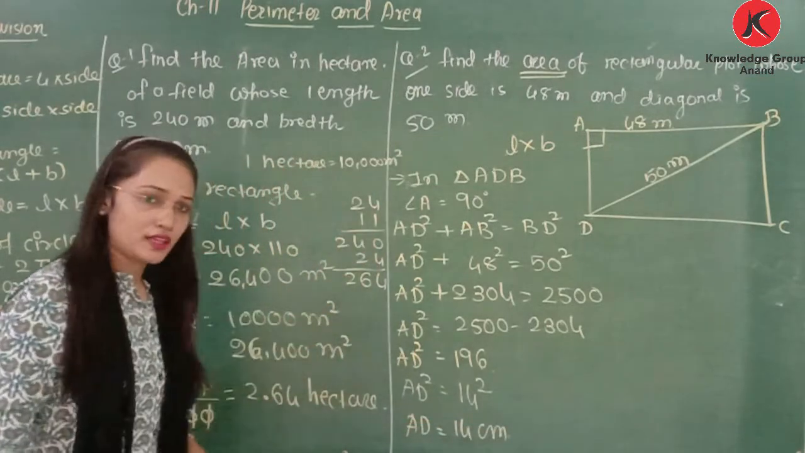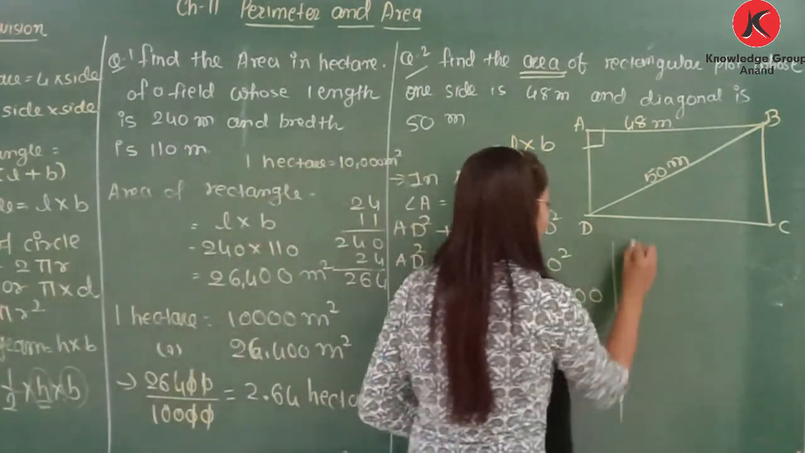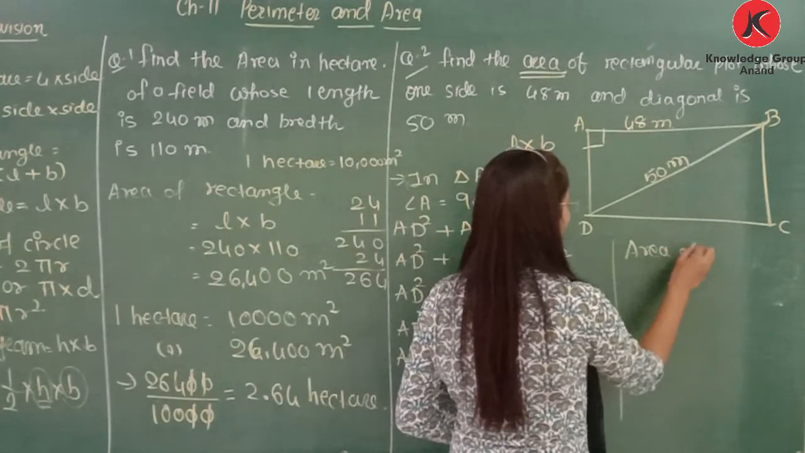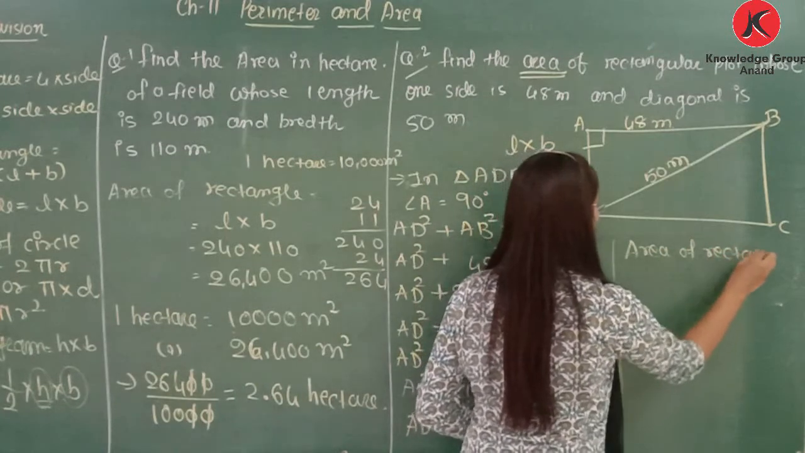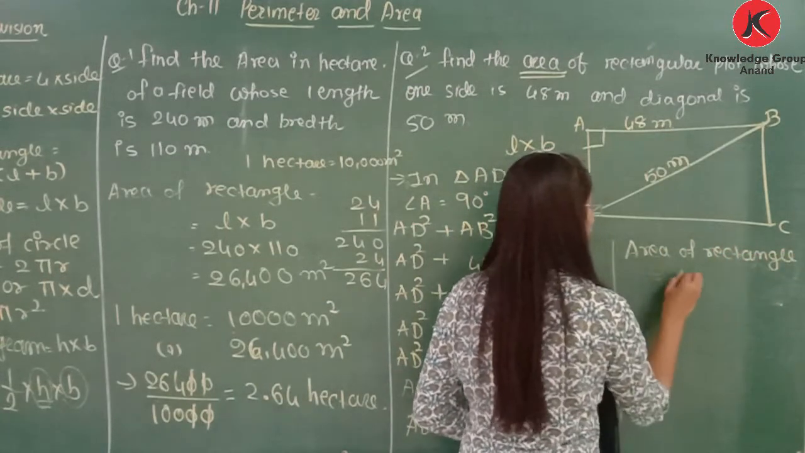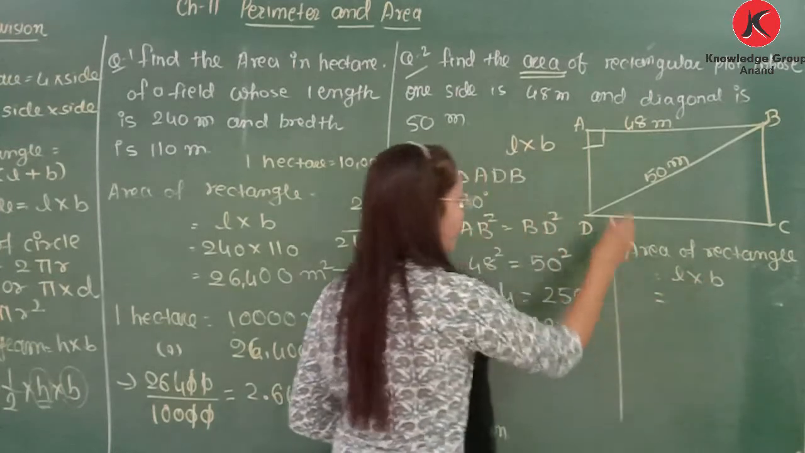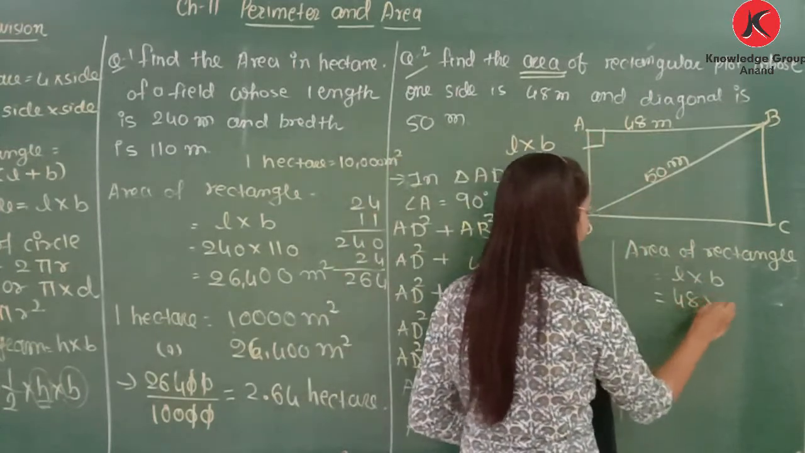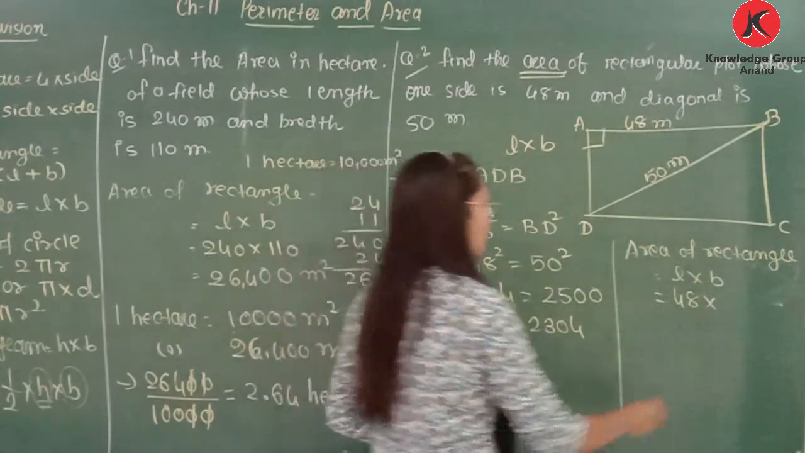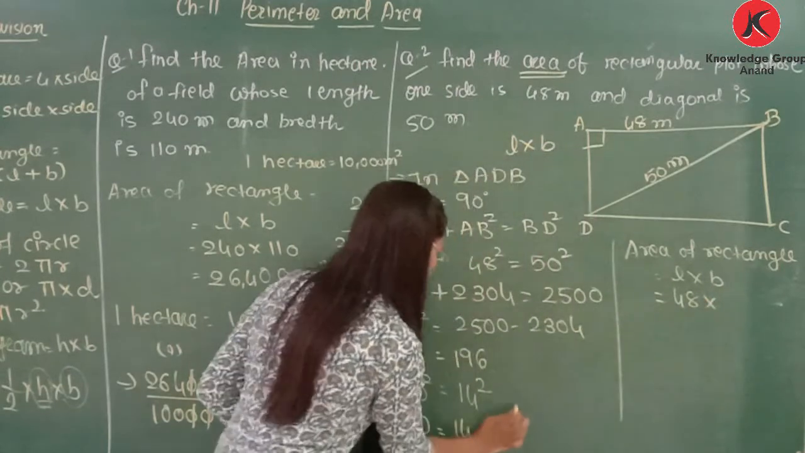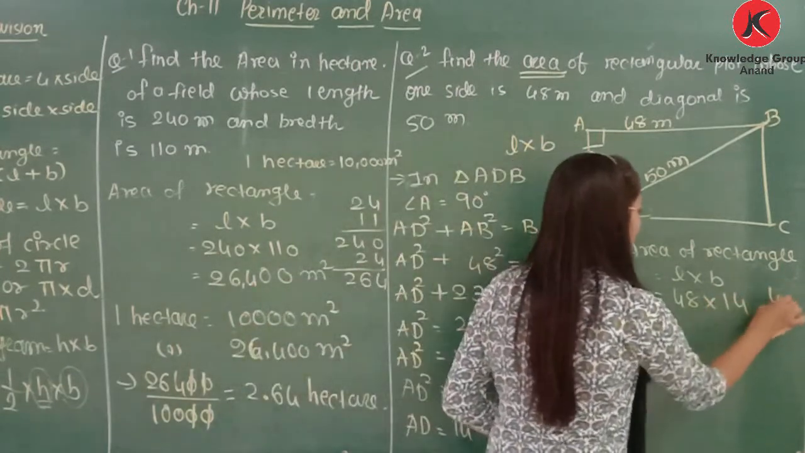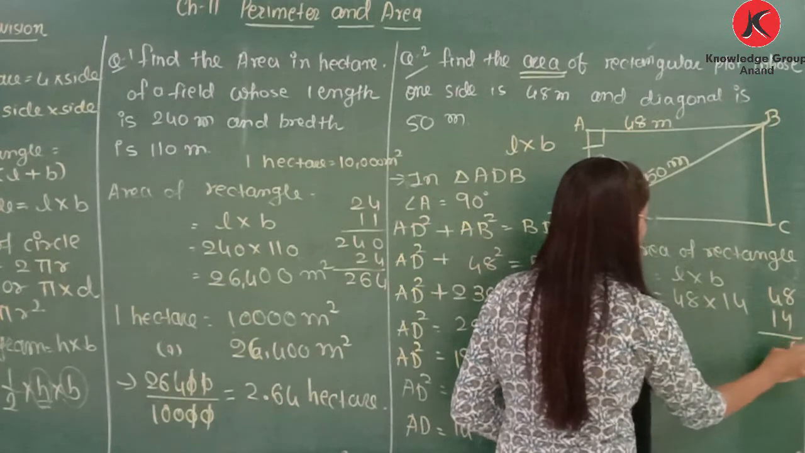Now we need to find the area. So area of the rectangle, that is length multiplied by breadth. We have a length of 48 meter and the breadth we found, that is 14. It is in meter, so 14. So 48 multiplied by 14.